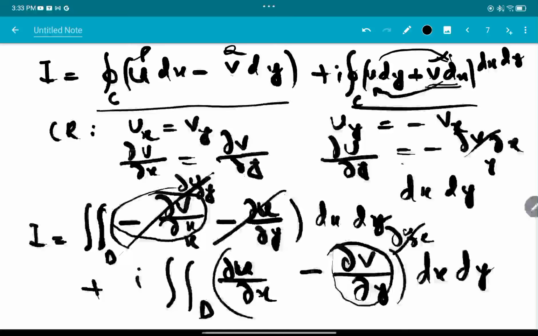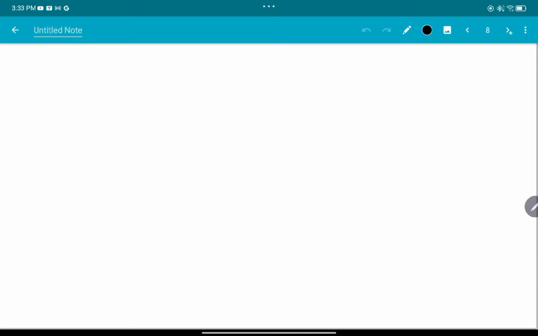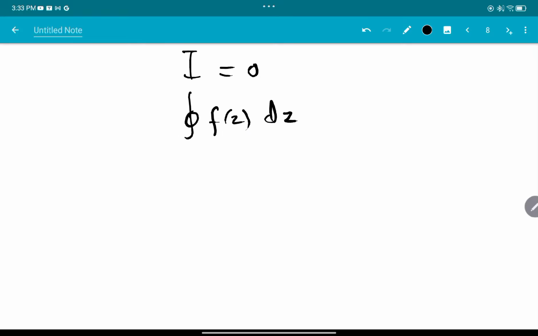So what are you left with? I equal to 0. This is the result, I equal to 0. Oh gosh, you can see what a result it is. I equal to 0. But what was I? I was this integral of f(z) dz. The loop integral is equal to 0, provided this f(z) satisfies certain conditions and C satisfies certain conditions.